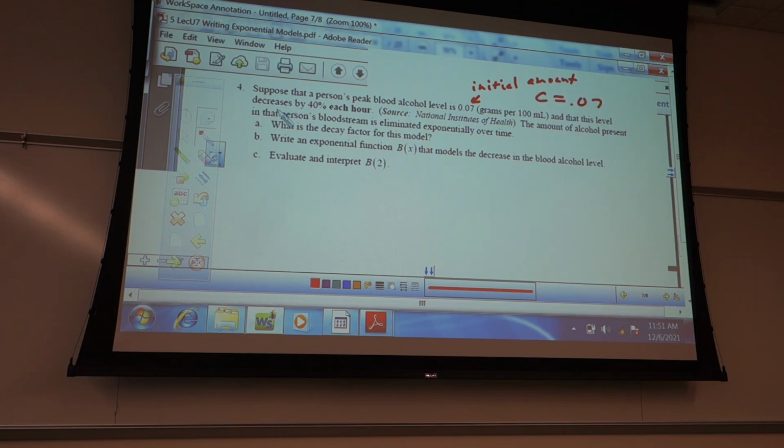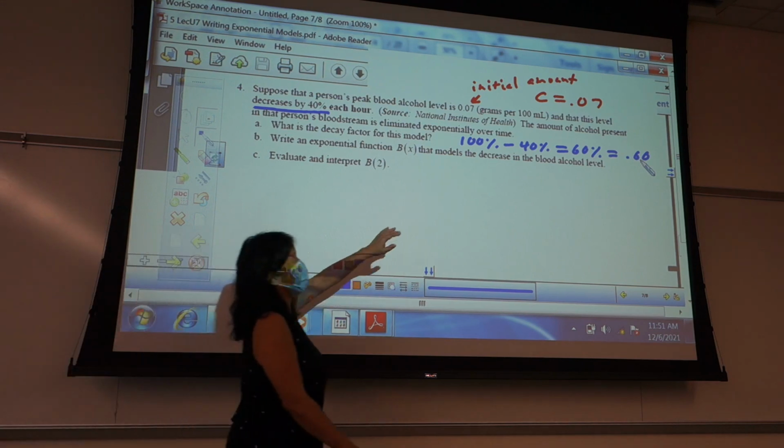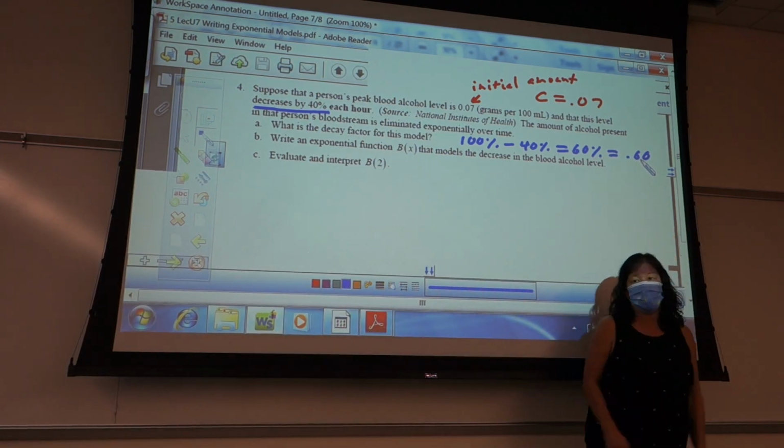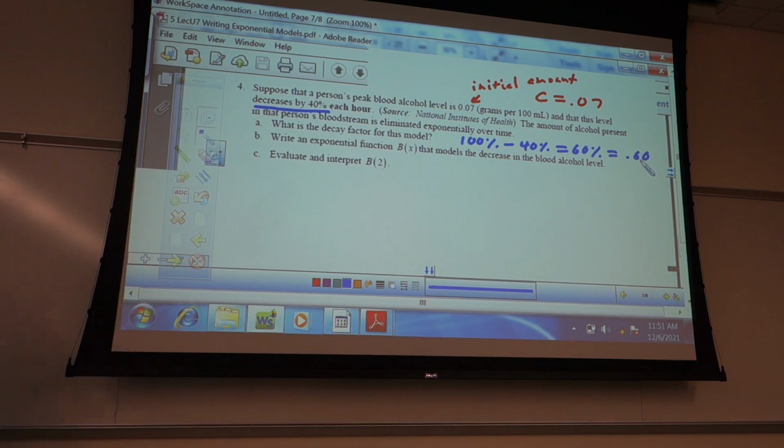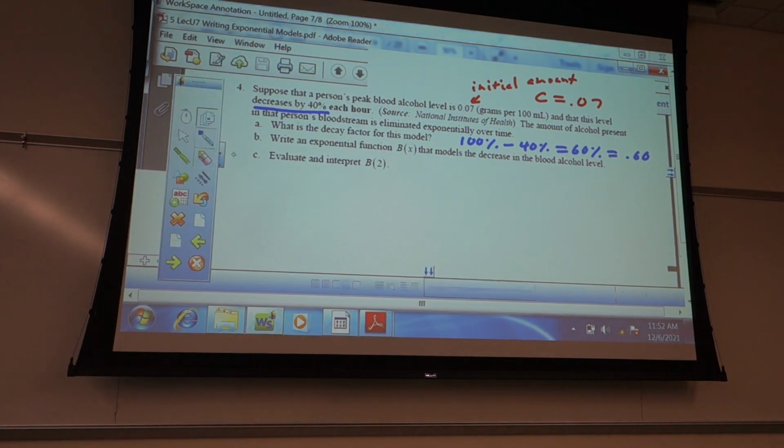Good. Decreases by 40%. So that means that 100% minus 40%, 60%, and as a decimal, that's 60 cents, 0.60. Right, so to change from percent to decimal, just think of that as being cents. 60% is 60 cents. How do you write 60 cents? 0.60. Would it matter if you didn't use a 0? You can just do 0.6 as well, that's fine. Either one, 0.6 or 0.60.